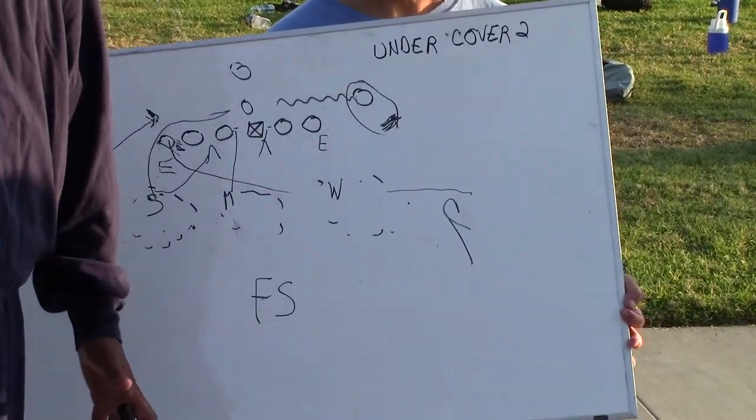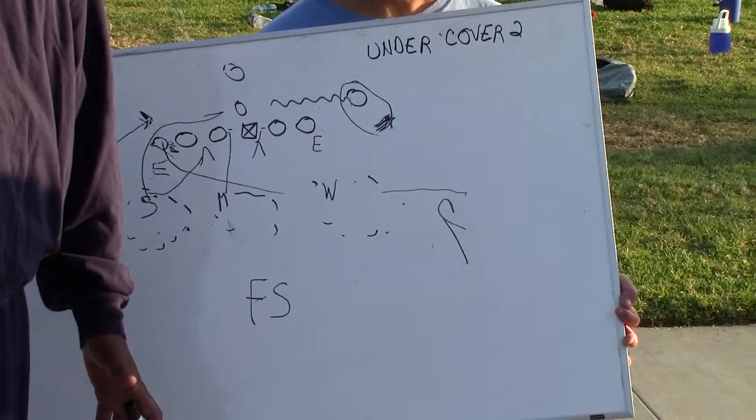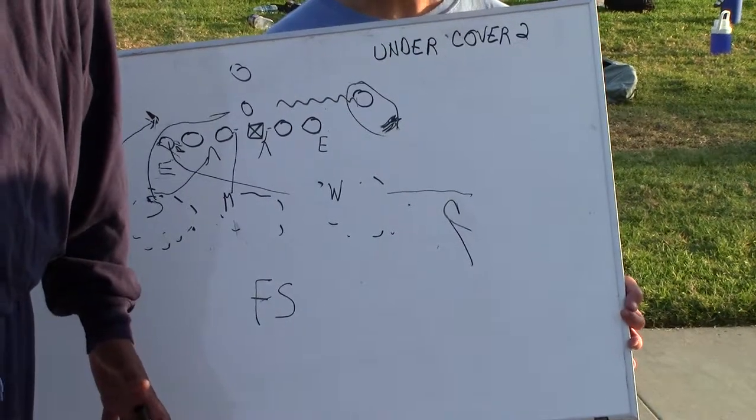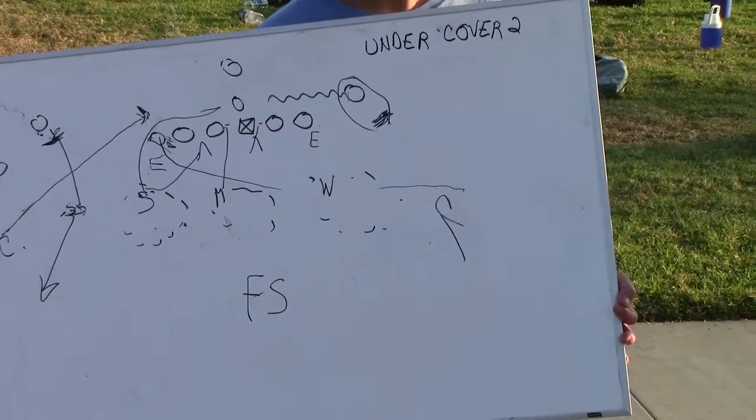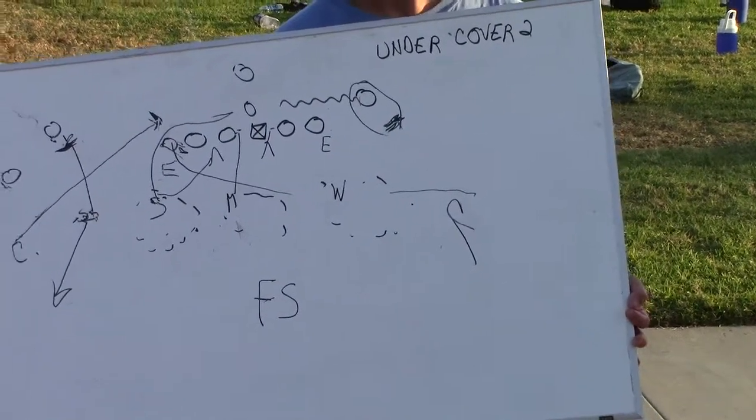So you're saying for the corner, if he doesn't go in motion, it's man to man. That's correct. If he goes in motion, you call the motion and you step back and you play your regular zone. You read pass first. If it's run, you come up.